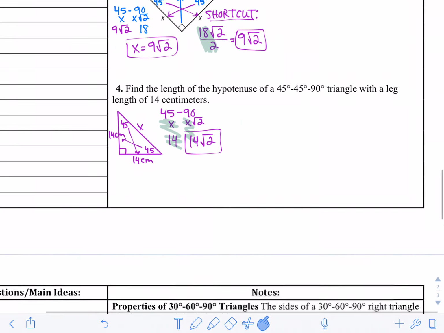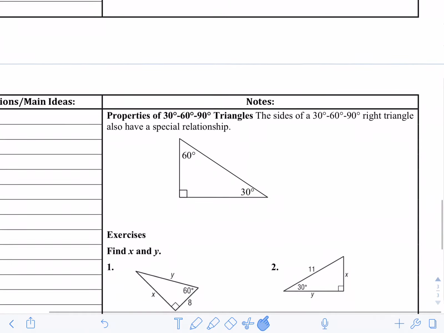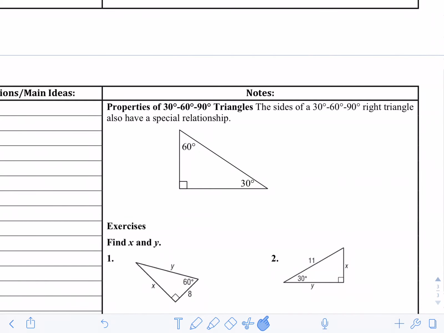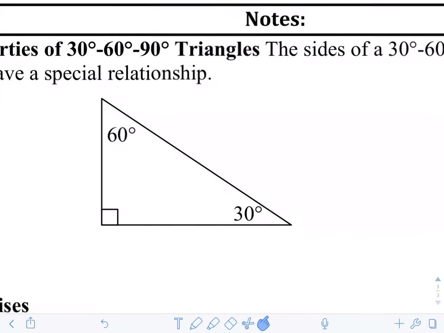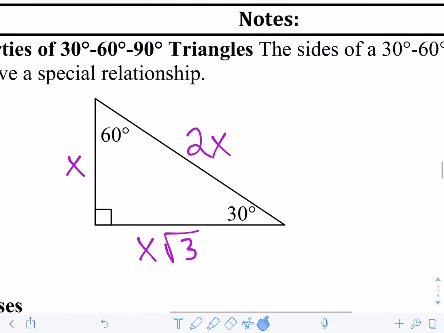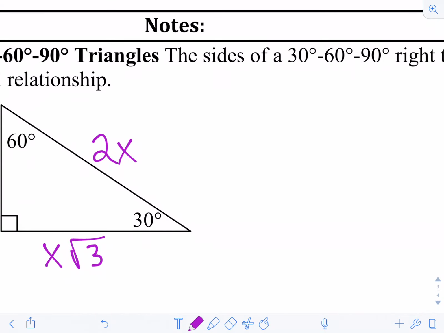Then the last one that we're going to do is a 30-60-90 triangle. I'm not going to show you the proof for this one because it's a lot more complex than the 45-45-90. But this is the relationship you need to know. Across the 30 is going to be x. Across the 60 is x square root of 3. And across the 90 is 2x. Okay, so this is what you need to know and memorize.